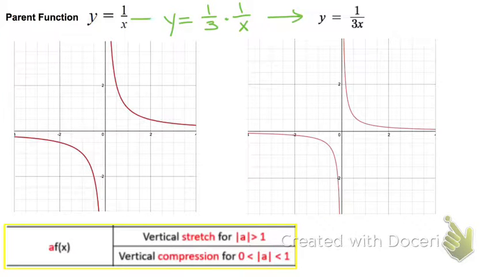And we get this. So what happens to the graph here? So again, our asymptotes are in the same place, but notice that the graph gets a little bit closer to those asymptotes. That's called compression. So this was compressed by a scale factor of 1/3.